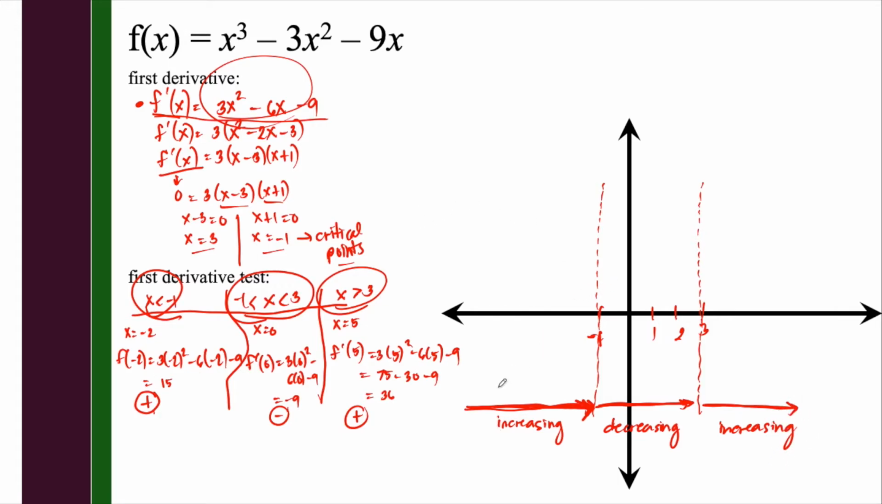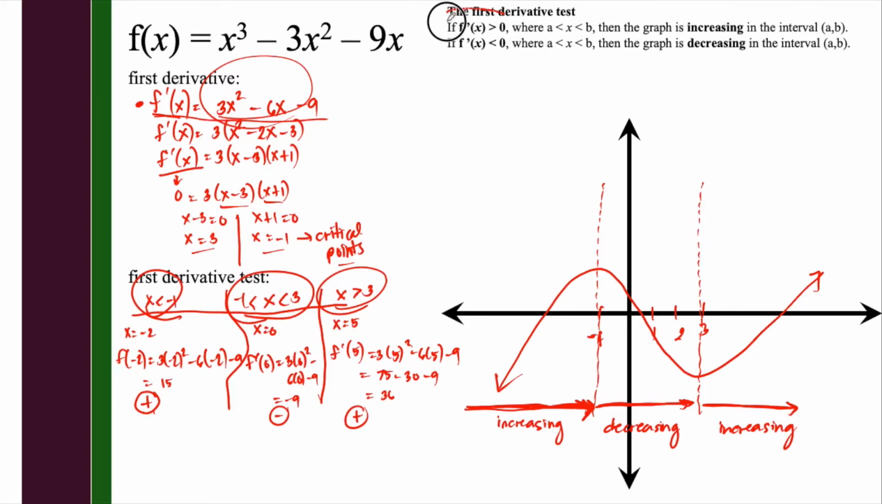So we know that the graph will increase here. Suppose this is your graph. It decreases here, and then it will increase again. So the first derivative tells us that if the first derivative is positive at an interval, then the graph is increasing on that interval, and this is shown by this and this interval. On the other hand, if the first derivative is negative at an interval, then the graph is decreasing on that interval. So this is negative, so at the interval negative 1 to 3, the graph is decreasing.